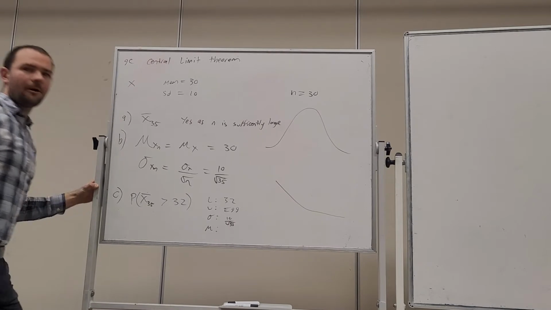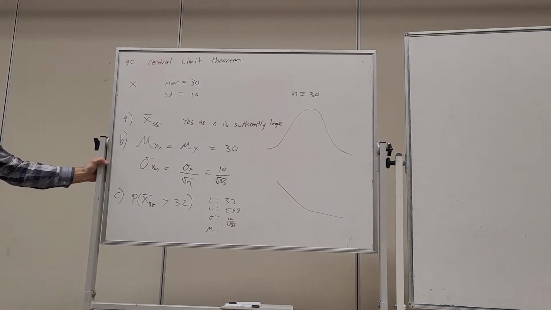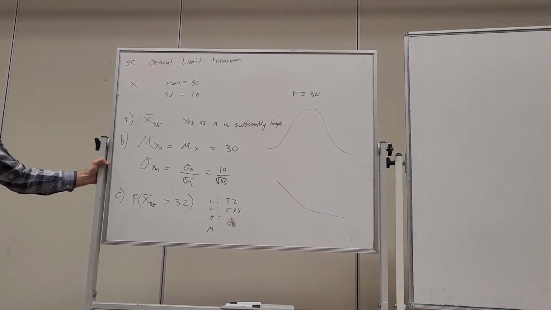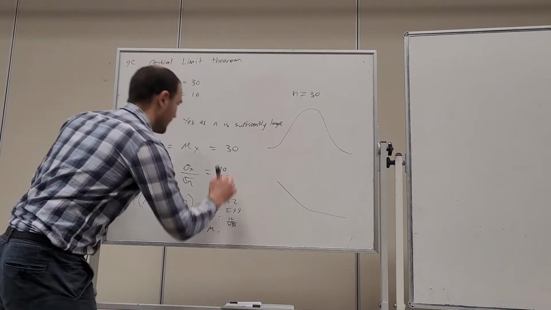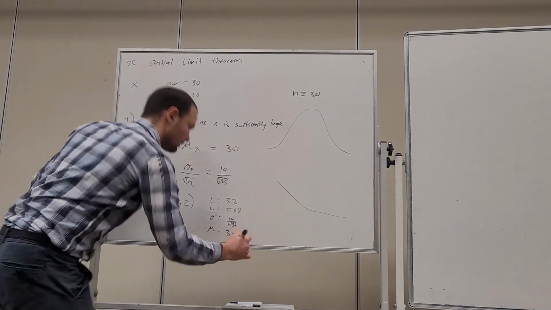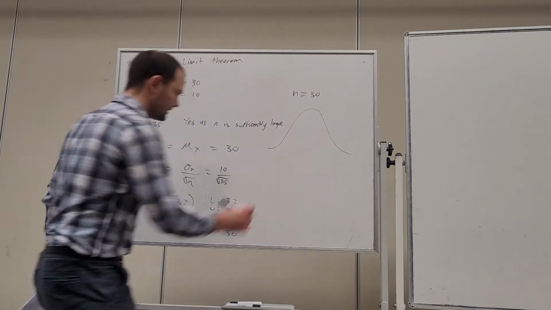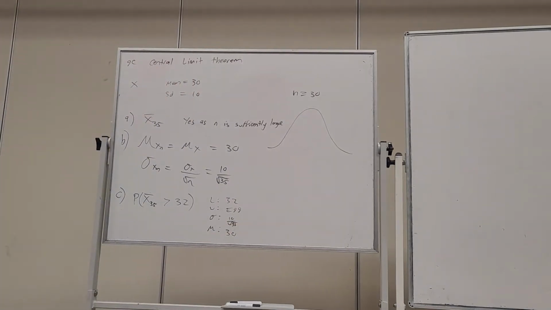Why 10 on root 35? Because it's asking about the variable x35, not the variable x, and the mean remains at 30. When I put these in my calculator, I like to use both techniques that I've been through with you guys. But I didn't bring my calculator today. Oh, yes, I did.